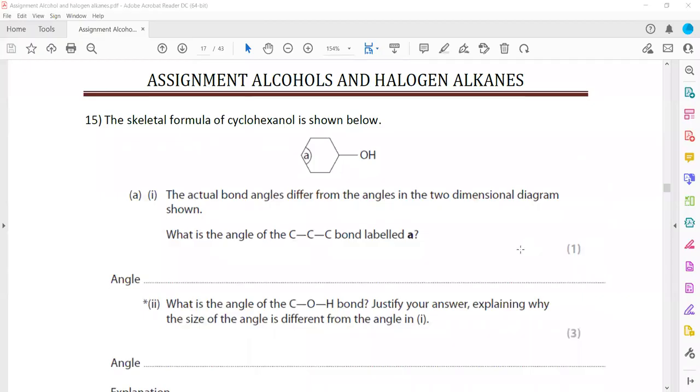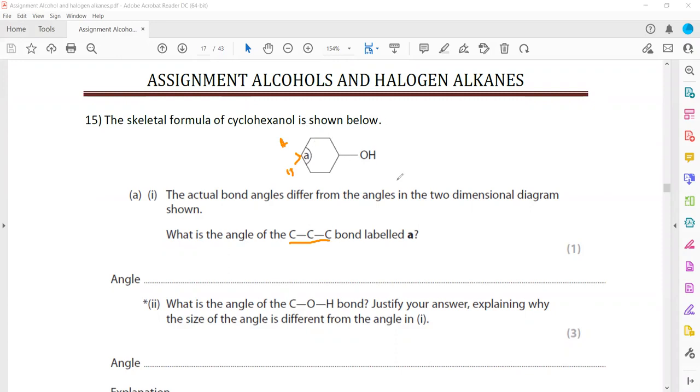So, assignment, alcohols and halogenoalkanes, question number 15. The skeletal formula for cyclohexanol is shown. The actual bond angle differs from the two-dimensional diagram. As you can see, we have to find what the carbon-carbon bond angle is. The carbons are shown but the hydrogens are not given. This is a skeletal formula.